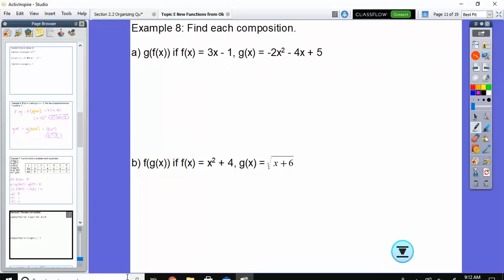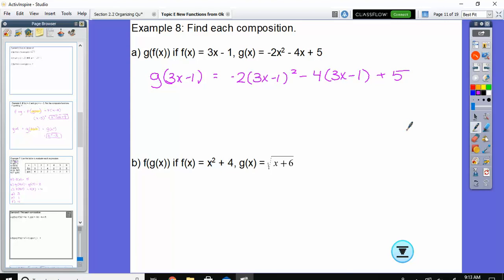So we've done it from a table and from a graph. Let's do a few more looking at equations. So G composed with F, and here are the functions. So G composed with F. We have G of F would be 3x minus 1. Plug that into G, so we get negative 2 times 3x minus 1 squared minus 4 times 3x minus 1 plus 5.